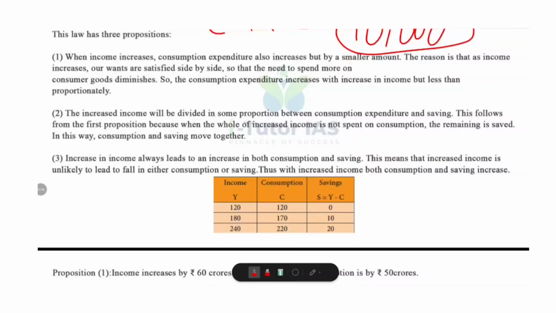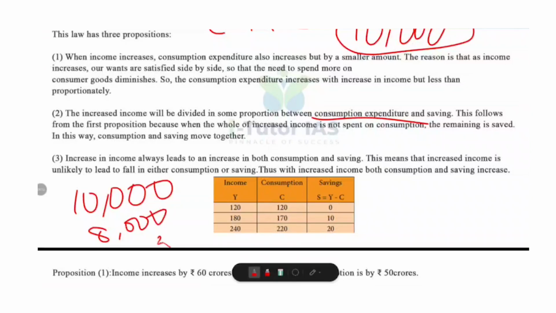Proposition number 2. Increased income is divided between consumption and savings. So this directly follows from the first proposition. If people don't spend the whole of their increased income, then the remaining part becomes savings. For example, from the previous case, out of 10,000 increased income, 8,000 is spent on consumption, 2,000 is saved.